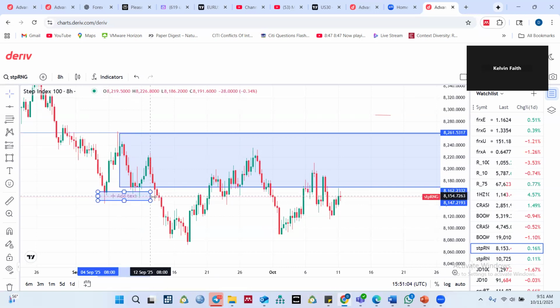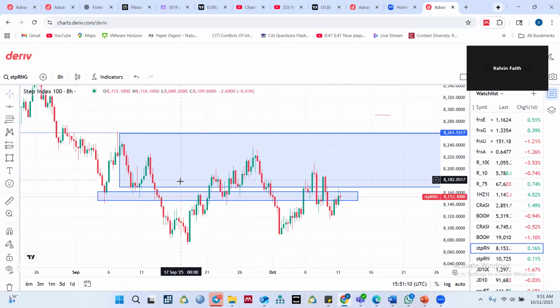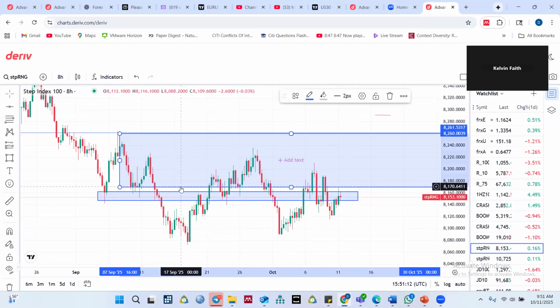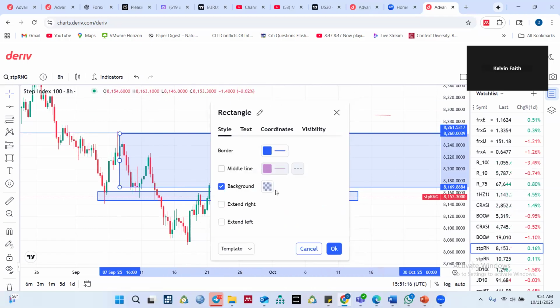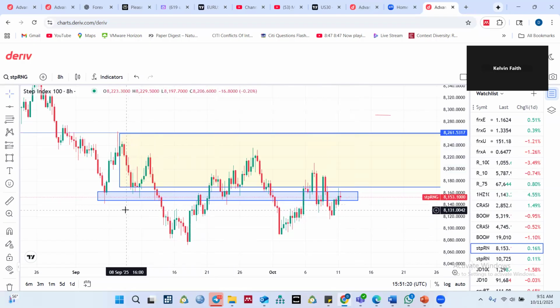Now, this area can be viewed as support. Why is it viewed as support? Let me take the premium price out, or let me make it a different color, like yellow. Good. So why is this place viewed as support?